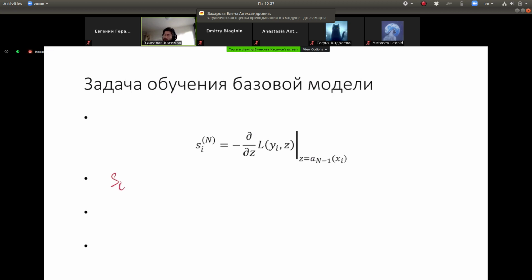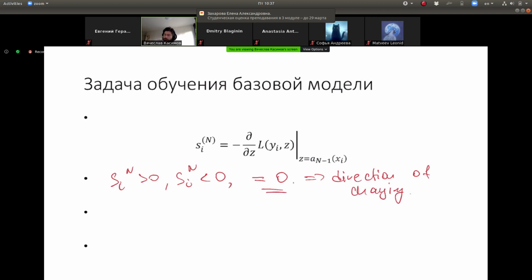This residual could be positive or negative or equal to 0, giving the direction of change. It is important that it could be equal to 0 or be small: for objects where we already make no errors, we will not change anything. So this does not change when there is no mistake.